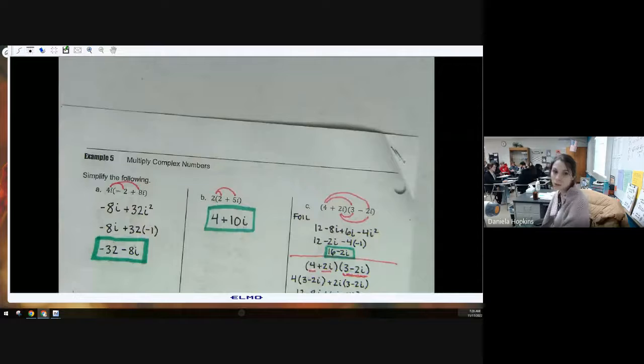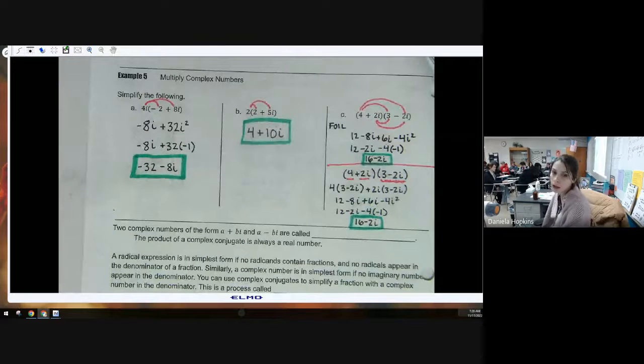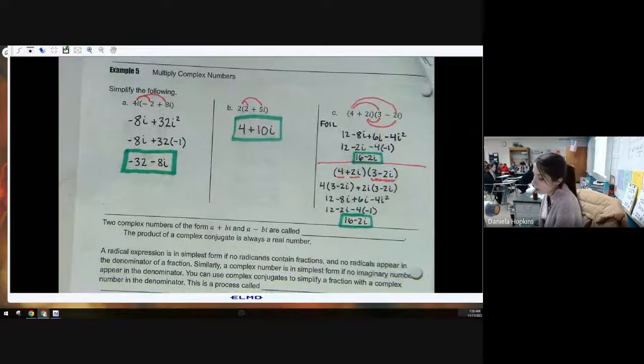And then yesterday we started just talking about operations on i. So we talked about adding and subtracting. We talked about multiplying, which I think was a little trickier for you guys. And I do have more multiplying practice today, because today we have to talk about, we're not actually dividing, we're rationalizing.